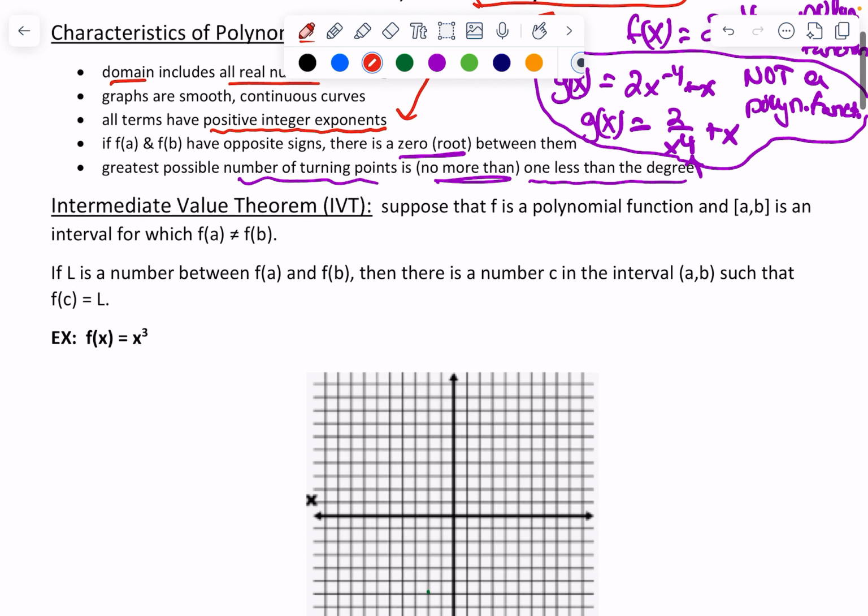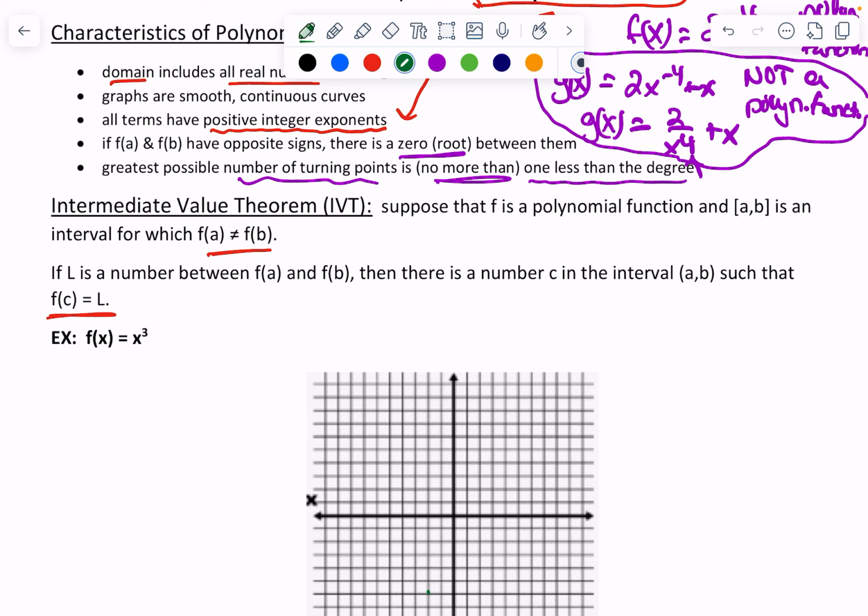Intermediate value theorem, IVT. Suppose that f is a polynomial function and a, b, both included, is an interval for which f of a does not equal f of b. If L is a number between f of a and f of b, then there is a number c in the interval ab such that f of c equals L. Okay, we'll look at what that means in just a little bit.